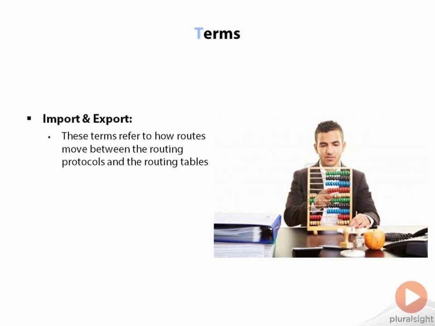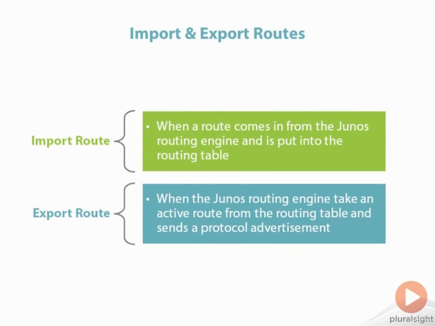In regard to policy, when we talk about import and export, we're referring to how routes move between the routing protocols and the routing tables. When the Junos routing engine puts a route from a routing protocol into the routing table, we say that it is being imported, or that a route is importing into the routing table. When the Junos routing engine takes active routes from the routing table and sends a protocol advertisement, we say it is exporting routes from the routing table.